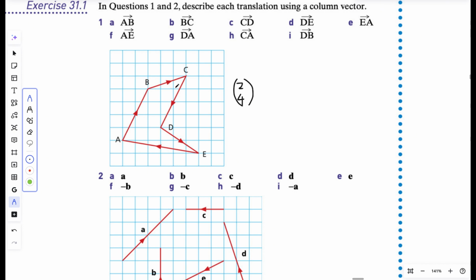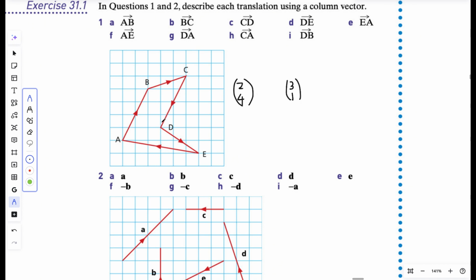BC is covering 3 boxes in the horizontal axis, which is positive 3, and is only within 1 box in the y-axis. So it's going to be 3, 1. The y-axis is also going up, so it's going to be 3, 1. Okay? So you should be able to give the column vector for all of them.